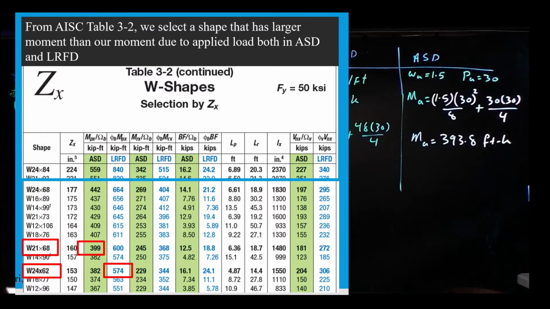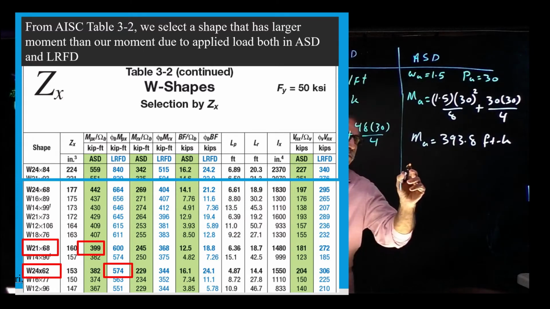That's a foot kip, and that is bigger than this one, so this one can do it. So now we look at the same table and look at the MPX divided by omega b. For W20, we were looking for a number bigger than 393.8, and we're going to see 399. So from 399, we can say, okay, let's use W21x68.